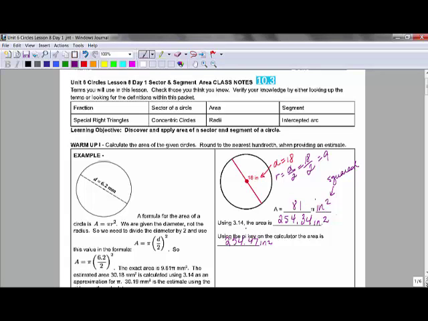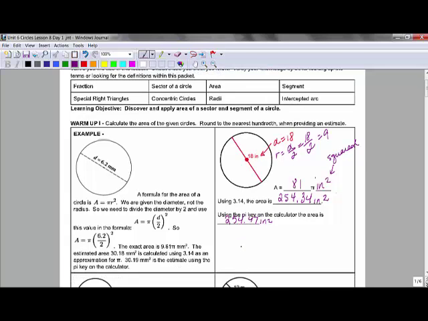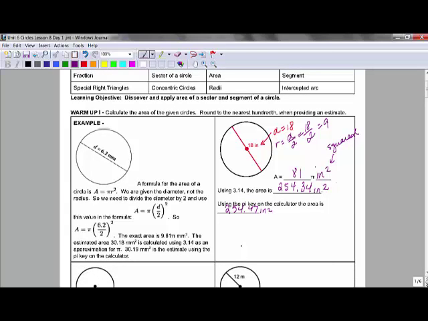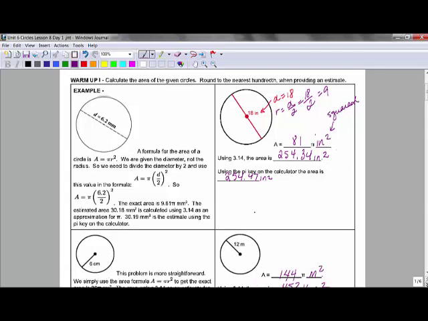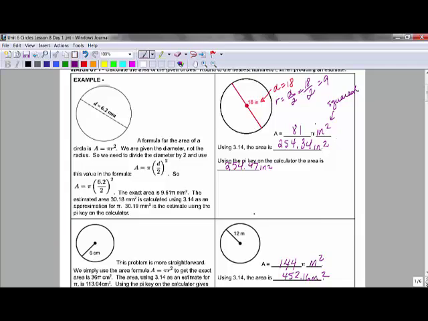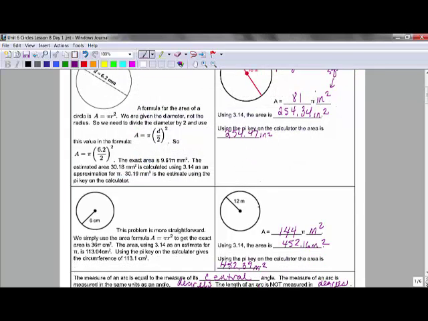If we want an approximation, we could use 3.14, or we could use the pi key on the calculator. Like with the circumference, all three of these will be different. Again, this is the exact, and the second approximation using the pi key on the calculator will always be a larger number because it has more significant digits.